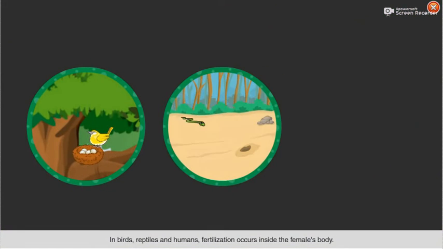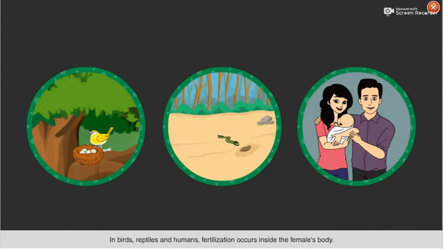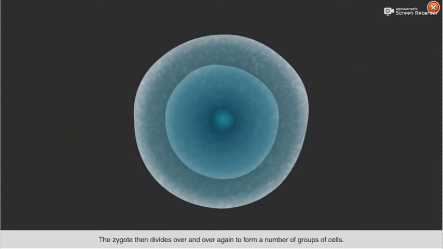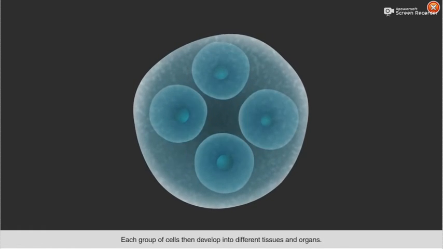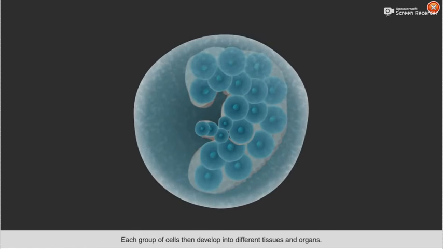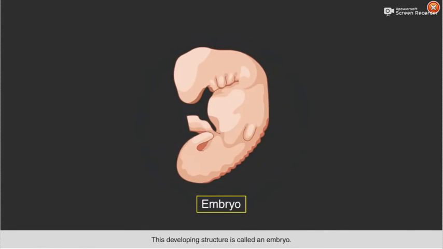In birds, reptiles and humans, fertilization occurs inside the female's body. This is known as internal fertilization. The zygote then divides over and over again to form a number of groups of cells. Each group of cells then develop into different tissues and organs. This developing structure is called an embryo.